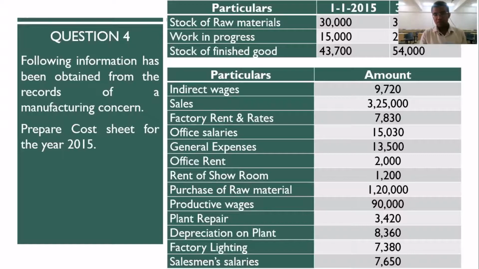When we look at the question, we see that there's a table given to us. As a part of the table, what has been provided is first the cost of raw material, work in progress, finished goods. They have given us the values as on 1st Jan 2015, and the values as on 31st December 2015. The values given as on 1st Jan 2015 would be the opening stock. The values given as on 31st December 2015 would give us the closing stock.